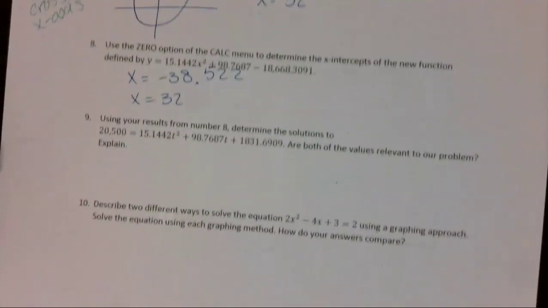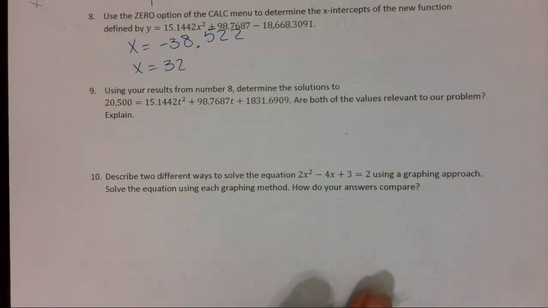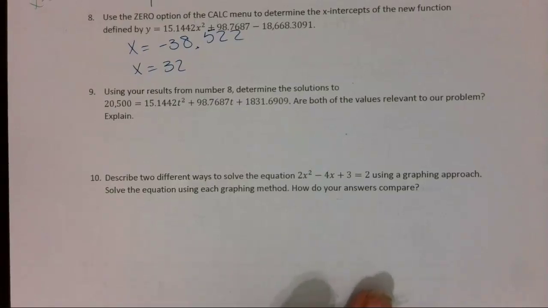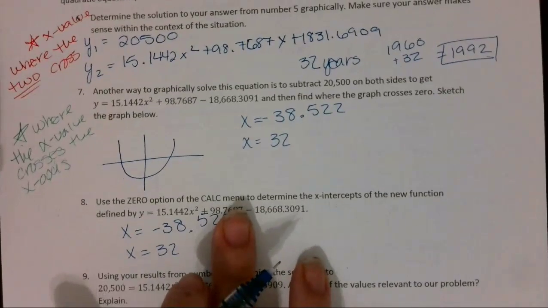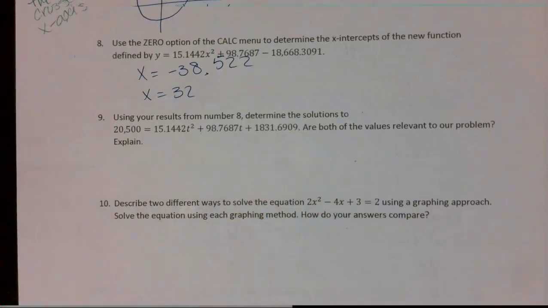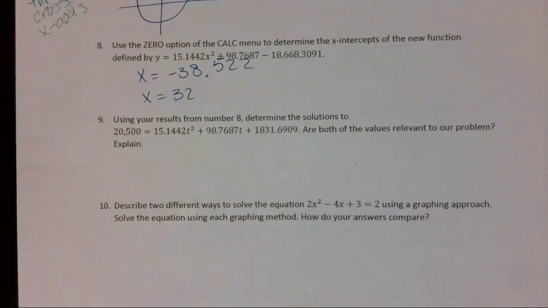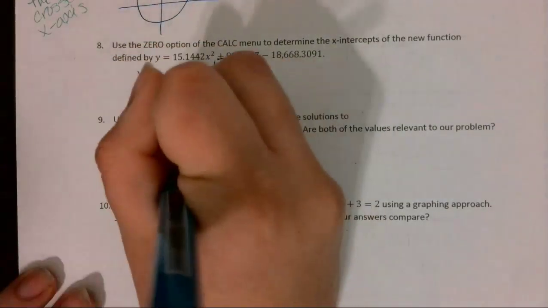Number 9 wants me to compare the solutions to, what number was that one? That was number 6. So I have 32 in both of them, and it's asking if both values are relevant to our problem. Only 32 is, because you can't go back in time.